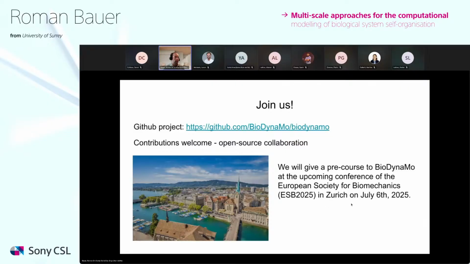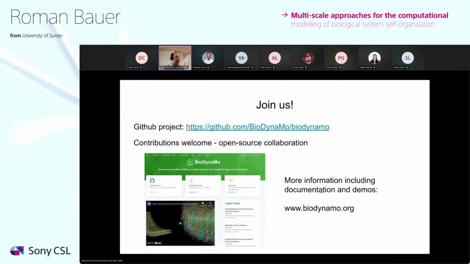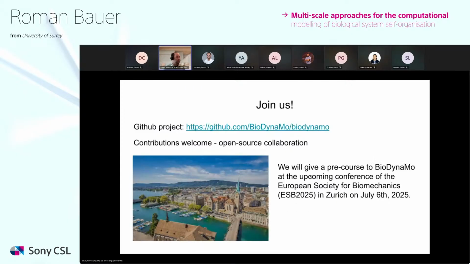As I mentioned, we do these training schools, and one is upcoming very soon in Zurich on the 6th of July. Coincidentally, this is my birth town and this is my birth date. So this must be a sign, I guess. If you're around and interested, please come along to this European Society for Biomechanics conference or congress, and then we will have a pre-course on BioDynamo, where we will go a bit more into detail on how to make use of BioDynamo, how to look into those demos and try them out.